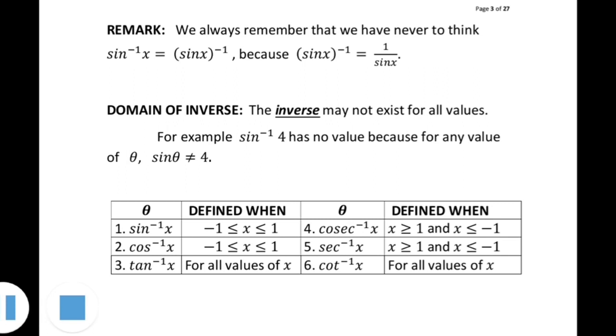Here sin inverse x and cos inverse x are both defined when x lies between -1 and +1, that is, -1 less than or equal to x less than or equal to +1. Cosec inverse x and sec inverse x are both defined when x is greater than or equal to 1 and x is less than or equal to -1. Tan inverse x and cot inverse x are both defined for all values of x.